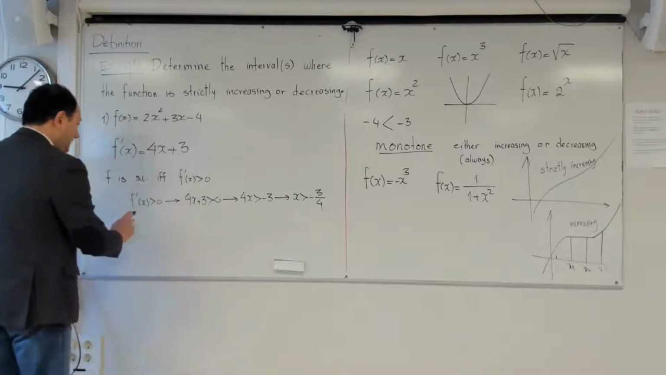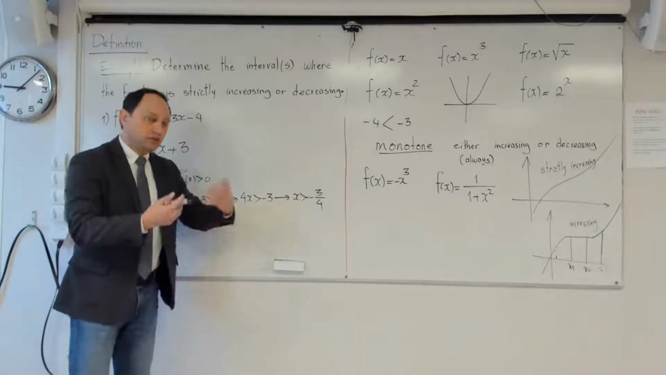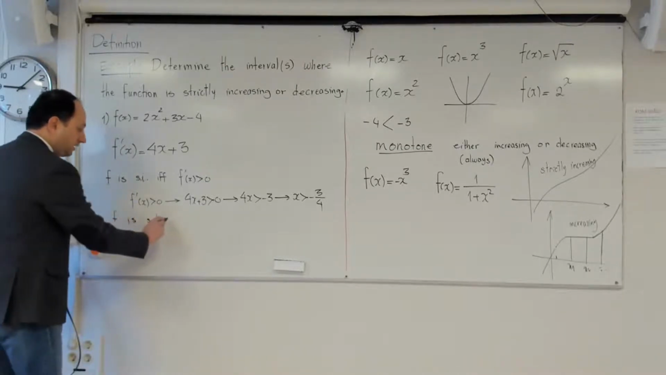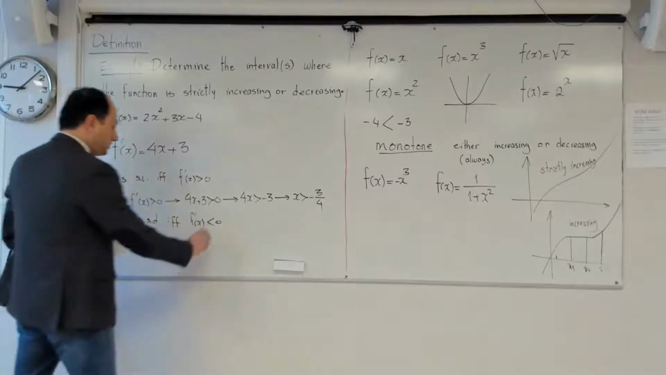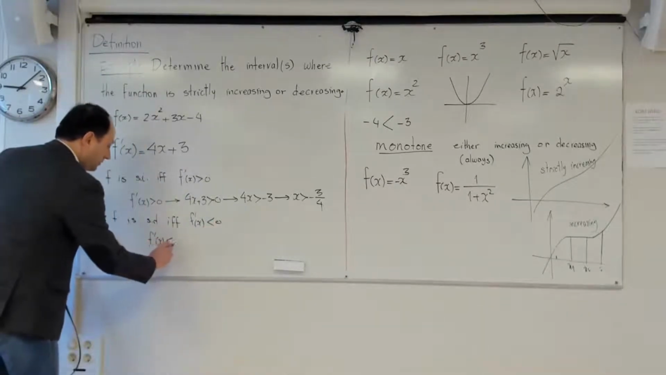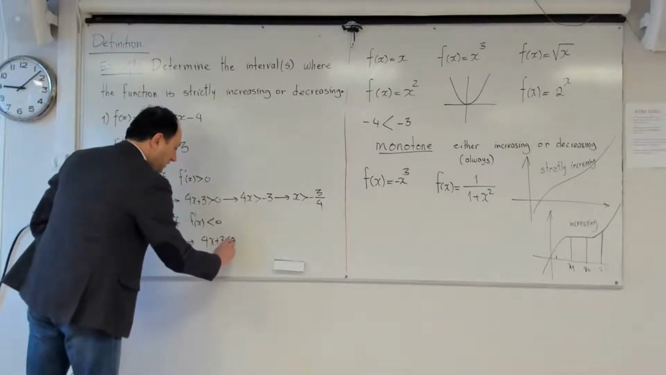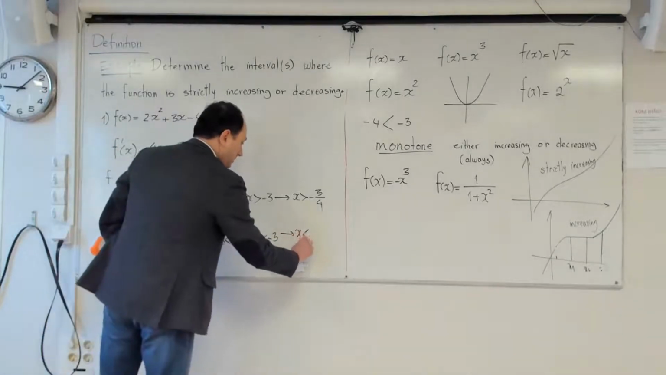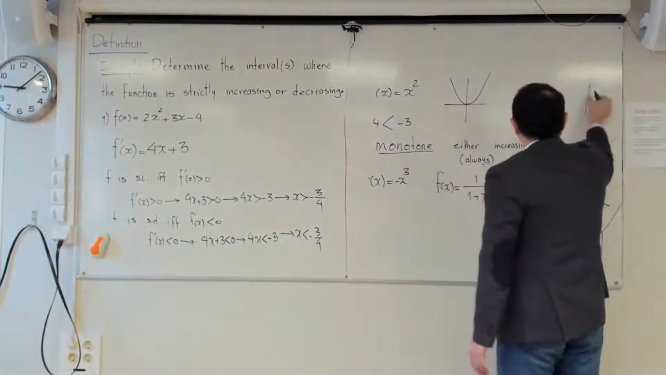Okay, and of course, when the derivative is negative, you can say that f is strictly decreasing, SD, if and only if f prime of x is less than 0. So f prime of x less than 0 tells me that 4x plus 3 is less than 0. This means that 4x is less than minus 3, so x is smaller than minus 3 over 4. And then how you need to write the answer is this.